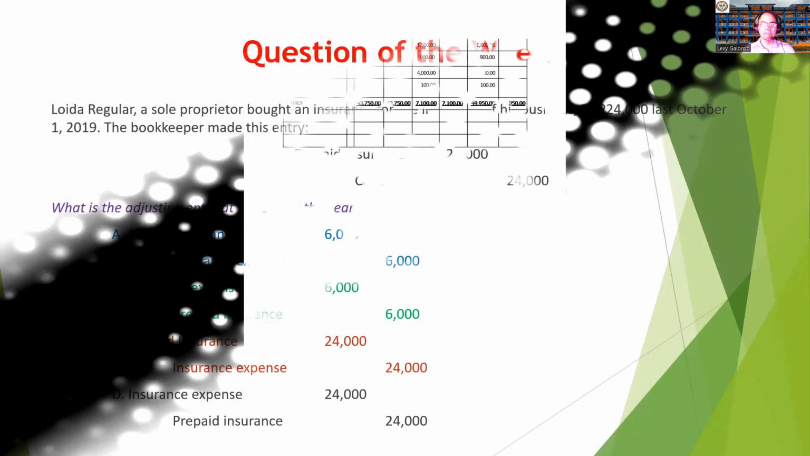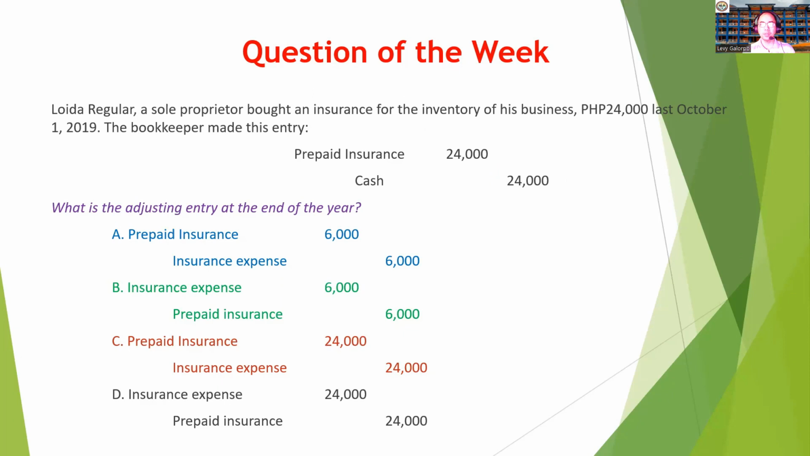So that is it for this week. Itong mga lessons natin para sa adjusting journal entry. Now, for our question of the week, Lloyd, a regular sole proprietor, bought an insurance for the inventory of his business, 24,000 last October 1, 2019. The bookkeeper made this entry. Debit prepaid insurance, 24,000. Cash, 24,000 para sa credit. What is the adjusting entry at the end of the year?